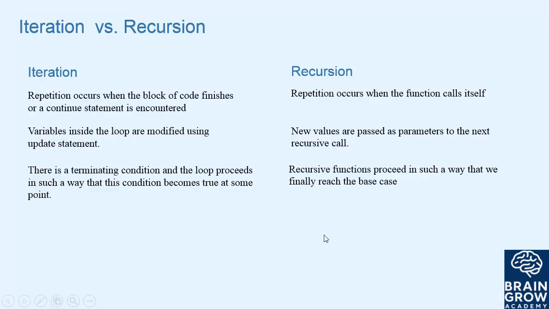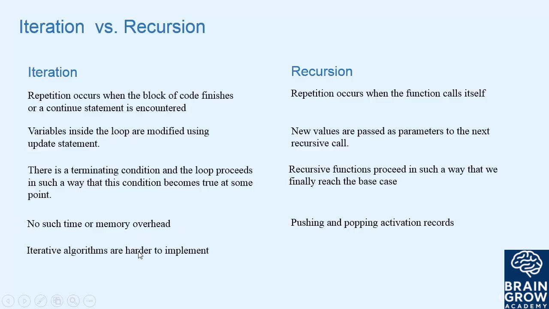Now recursion involves many function calls, so it requires more time and space as many activation records have to be pushed and popped from the runtime stack. In iteration, there is no such time or memory overhead. For some problems, iterative algorithms are harder to implement, while recursive ones can be easily defined. For example, the Tower of Hanoi problem can be easily solved recursively, while the iterative version is harder to implement and understand.